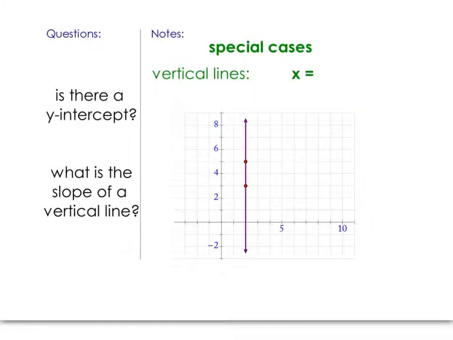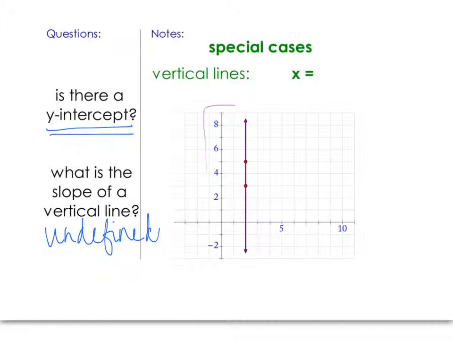You also have vertical lines. Vertical lines have what kind of a slope? Undefined. Good job. Well, my question is there a y-intercept? Do I ever cross the y-axis? No. There's no y-intercept. So if there's no y-intercept, how can I have a y in my equation? This is where we get to my special case number 2.